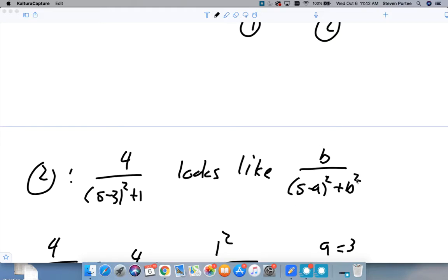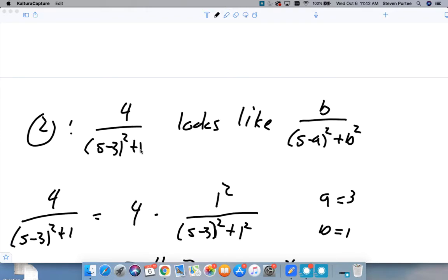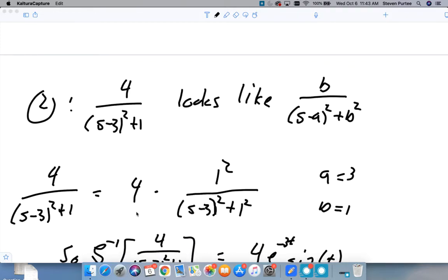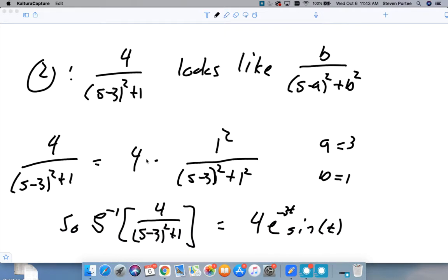I'm trying to make it look like this. So whatever number is right here is b squared. I want just b up there. If I had a 25 right there, I would need to have a 5 on top. I've got a 1, so b squared is 1, so b is 1. I need just a 1 on top, so I can pull that 4 out in front. Remember, the Laplace transform is a linear operator, so constants can be pulled out, either going forward or doing the inverse. So pull the 4 out.